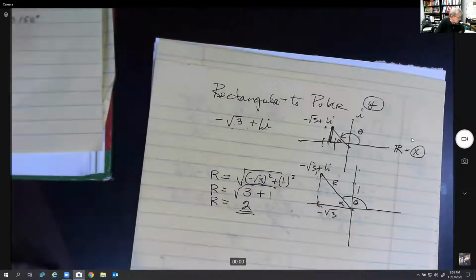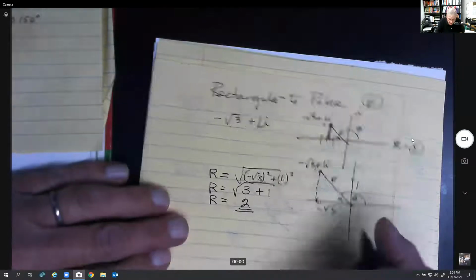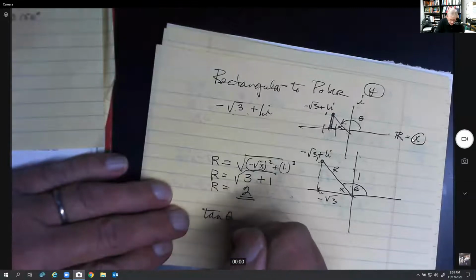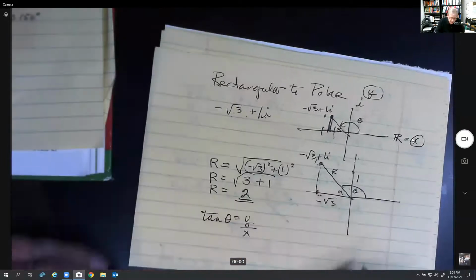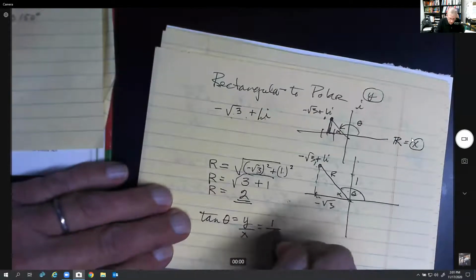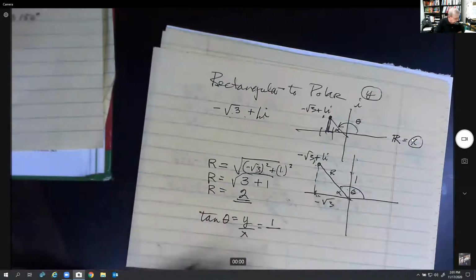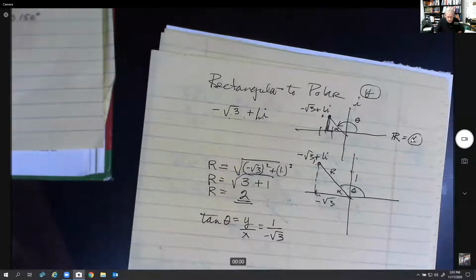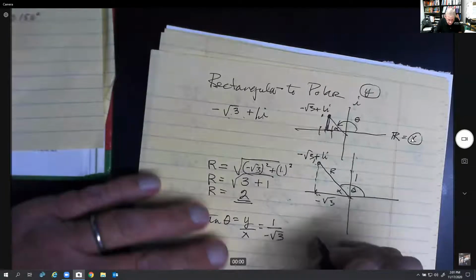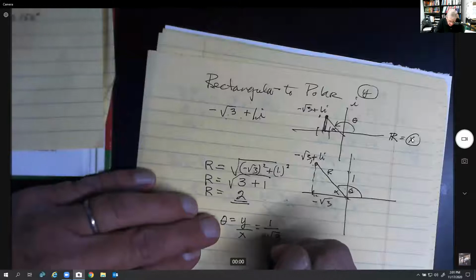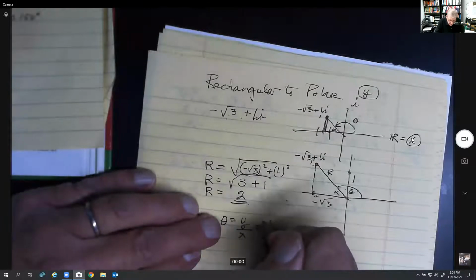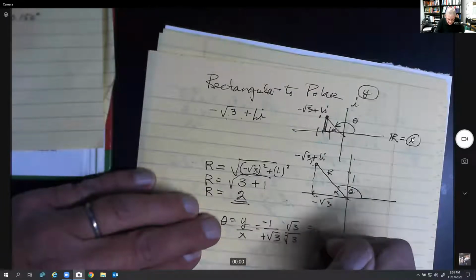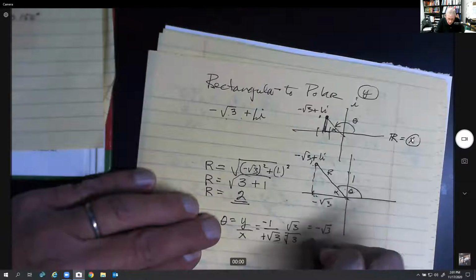All right. The next thing we want to do is use our tangent to find this angle right here. Tangent theta is equal to y over x. Okay, what's our y distance? 1, over our x distance, negative radical 3. So what is that? We're going to rationalize that, and we can put the negative on top. So we're going to multiply this by radical 3 over radical 3. So that looks like it's negative radical 3 over 3.